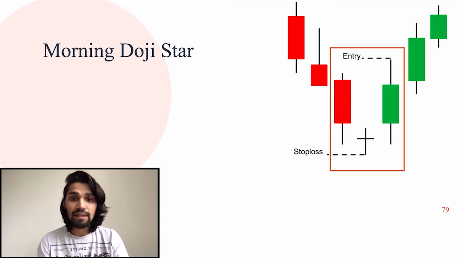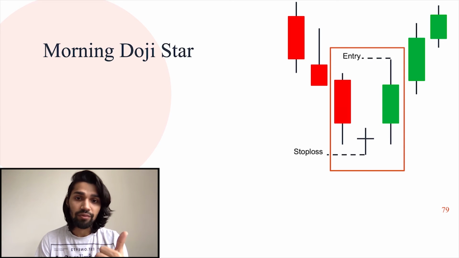Next, we talk about the morning doji star. This is very similar to your morning star. Instead of the small candle, there is a doji. It is a bullish pattern, so things you have to do before taking a trade: first, there should be a downtrend going on.